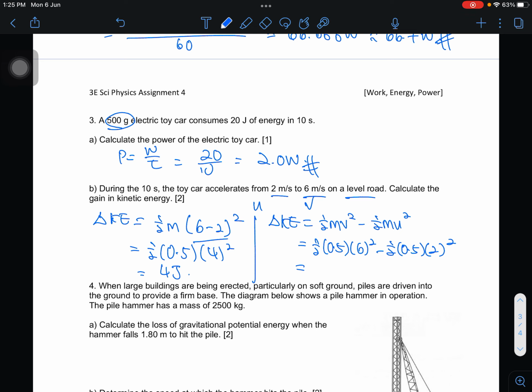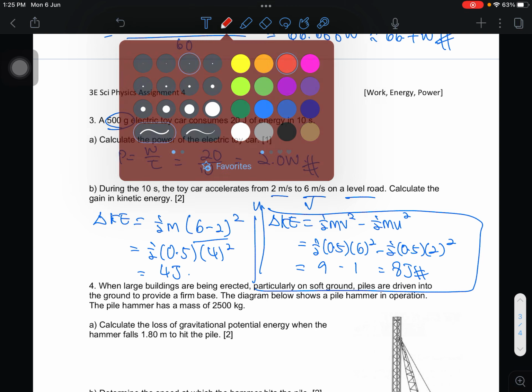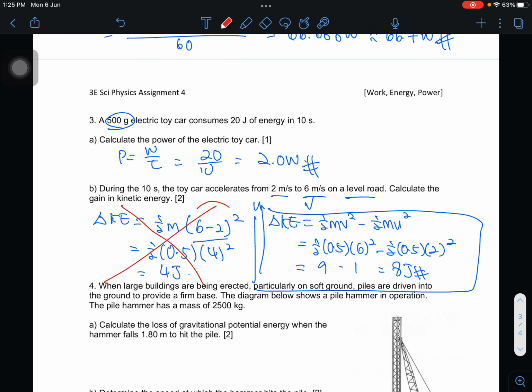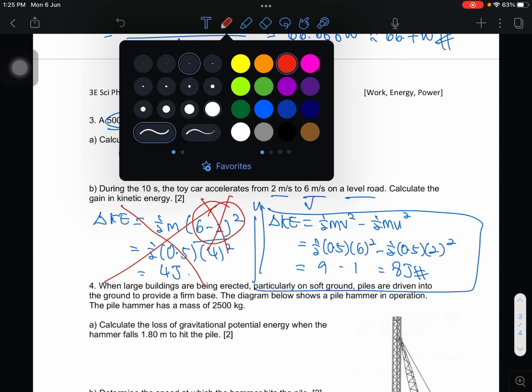So half times 36, this is 9. Minus half times 4, this is 1. So the answer is actually 8 joule. You see? It's not the same. So this is the correct answer. This is wrong. Never do this wrong. Okay?